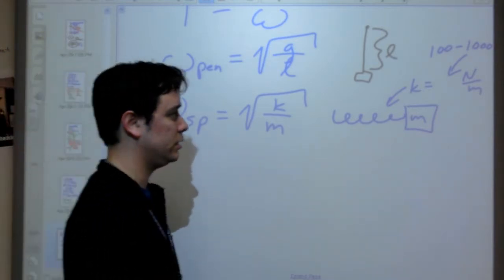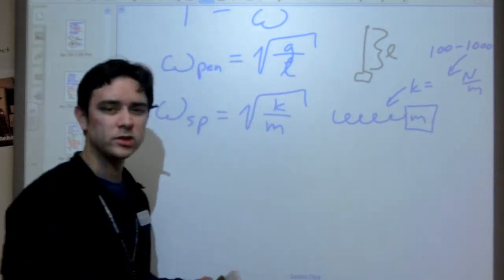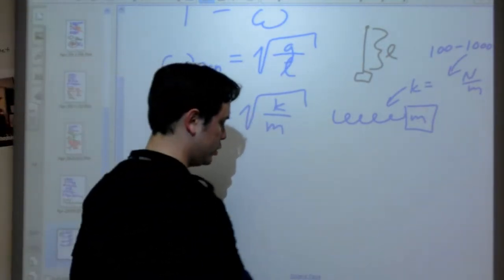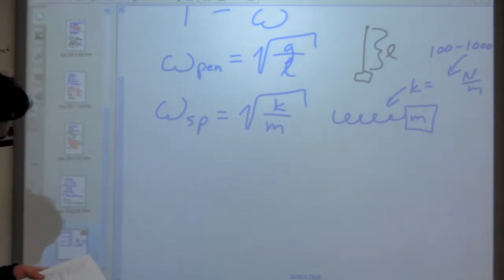But most of the ones that you're going to be dealing with are probably going to be in the 100 to 1,000 range. Just to give you an idea for what the usual values are. All right, so we've got that.